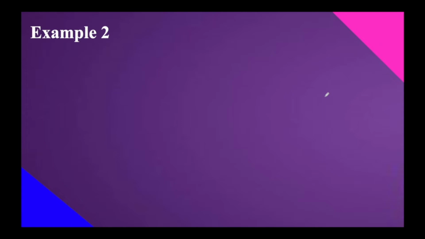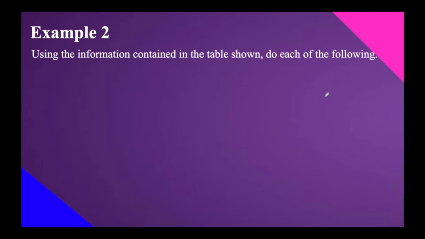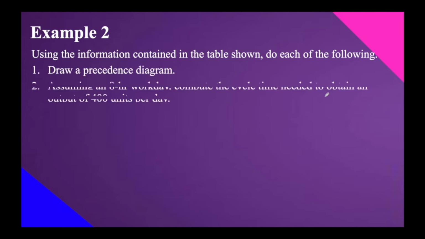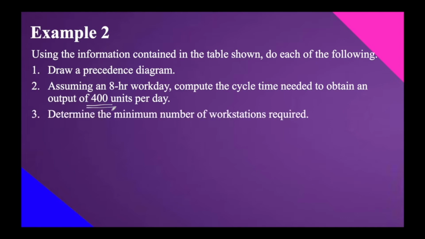Let's move on now to our second example of line balancing applied to layouting. For the second example, using the information contained in the table shown, do each of the following. So first is draw a precedence diagram. Okay, assuming an 8-hour workday, compute the cycle time needed to obtain an output of 400 units per day. Kailangan maka 400 units tayo. And determine the minimum number of workstations required. Ito, wala siya sinabi, no?